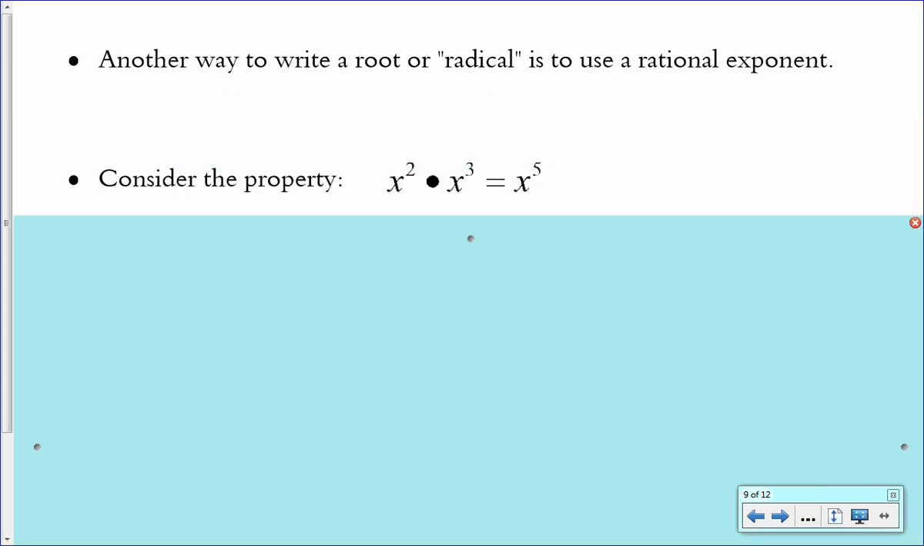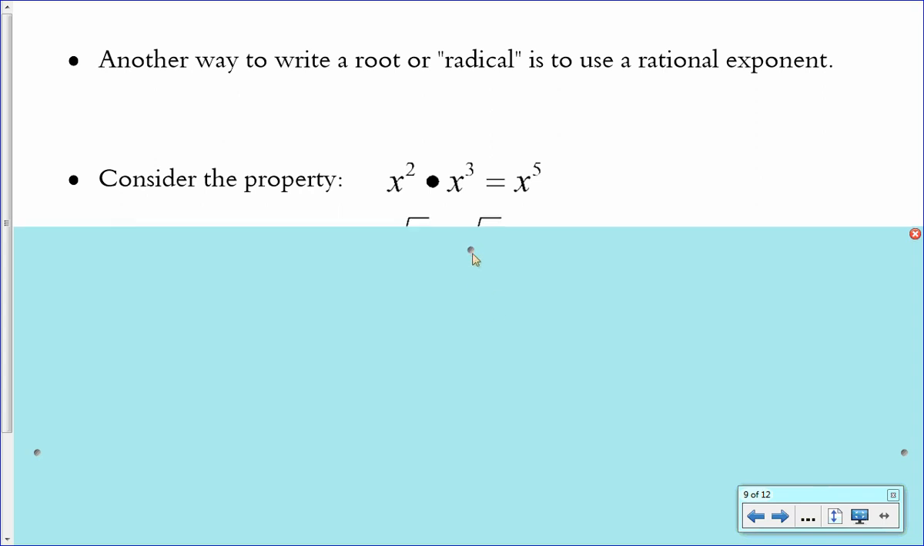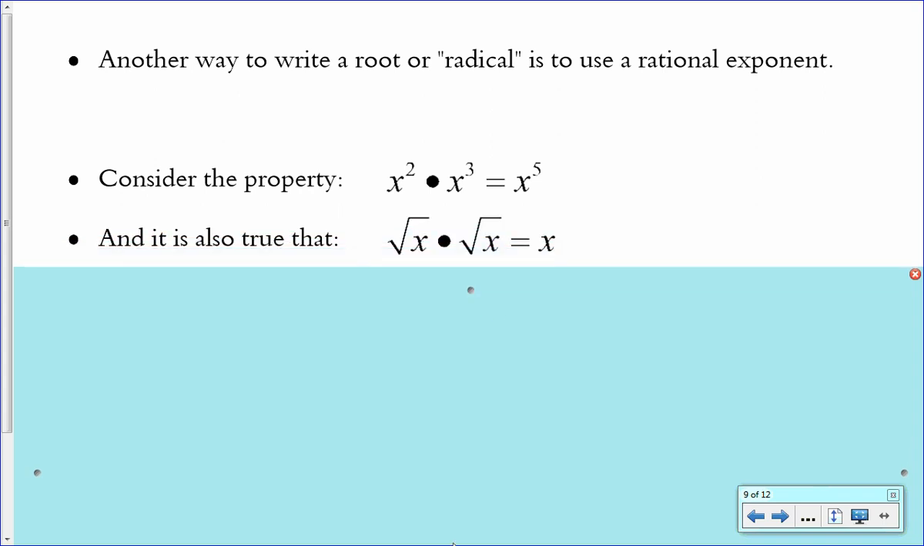So first, consider the property x squared times x to the third equals x to the fifth. We know that this is true because you add the exponents together when multiplying powers. And then separately, consider the property that the square root of x times the square root of x would give you just plain x, because it would be the square root of x squared, which is just x. And now we're going to find a way to combine these two properties.